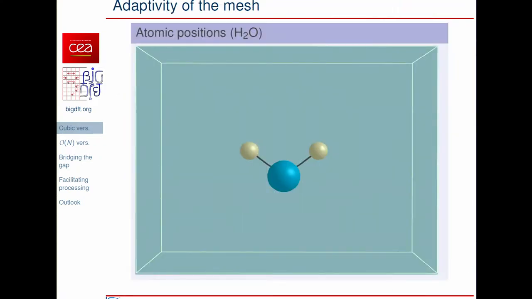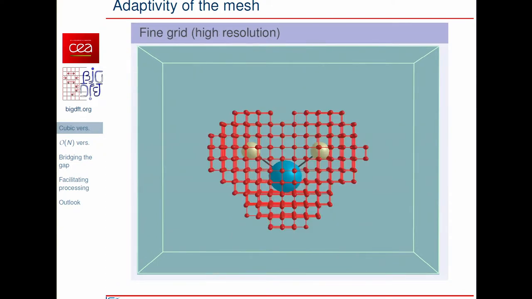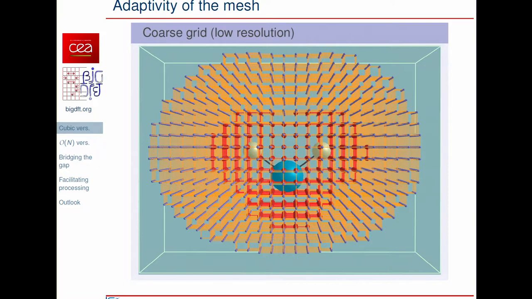So for a water molecule, first we have a grid step, an extension for the finer region where we have two levels of resolution. And then we have a second extension where we have only one level of resolution. So this is a coarse region.